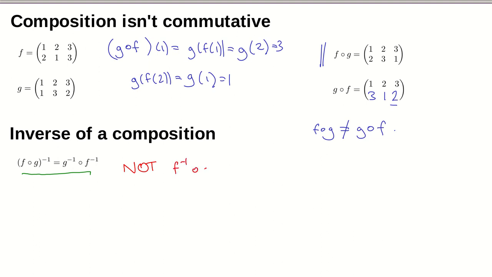This is important because the inverse of F composed with G is G inverse composed with F inverse, not F inverse composed with G inverse. This is important because, as you've just seen, the order in which you compose permutations matters.